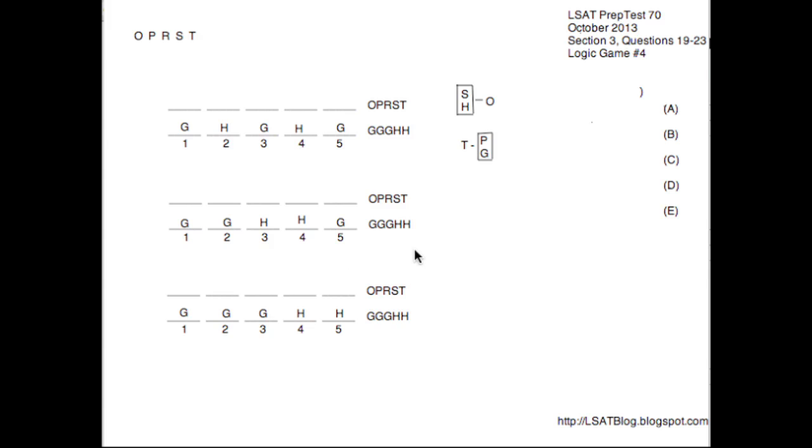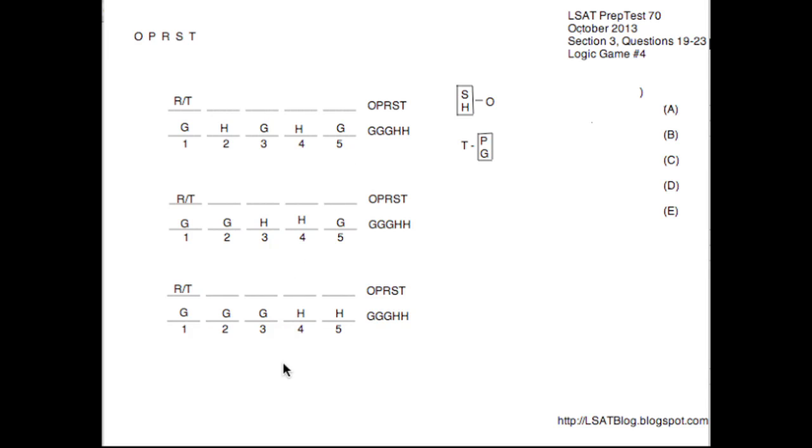Now, we can make some additional inferences at this point because we know that S has to go with H and P has to go with G. So let's take a moment to do that now. We know that neither P nor O can be on 1 because they have to come after other things. We also know that S cannot be on 1 because S has to be H and we have to have G on 1. This means that we will have to have either R or T in 1 for each of these diagrams.